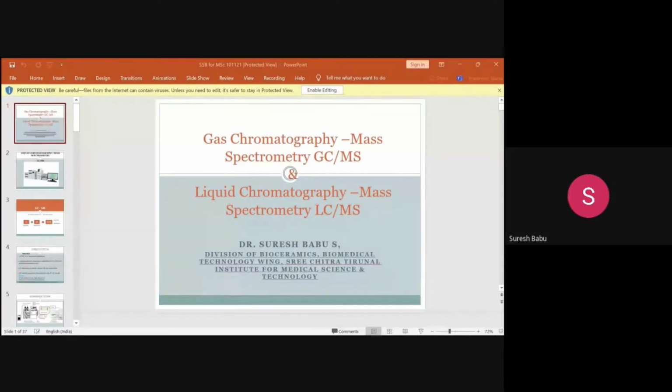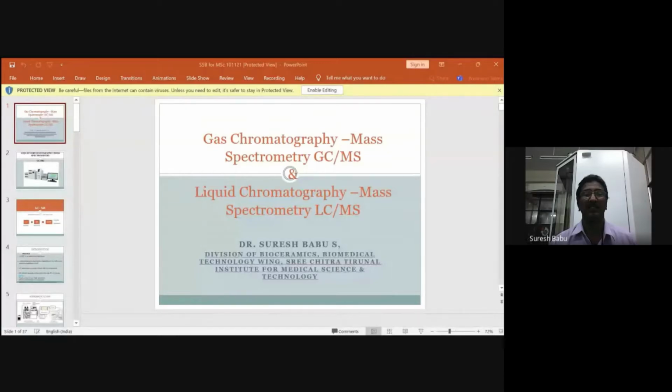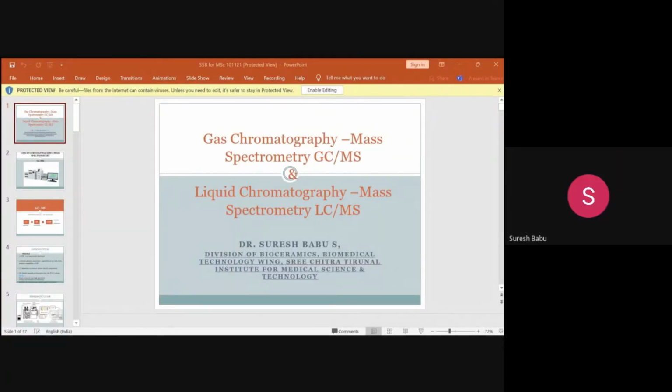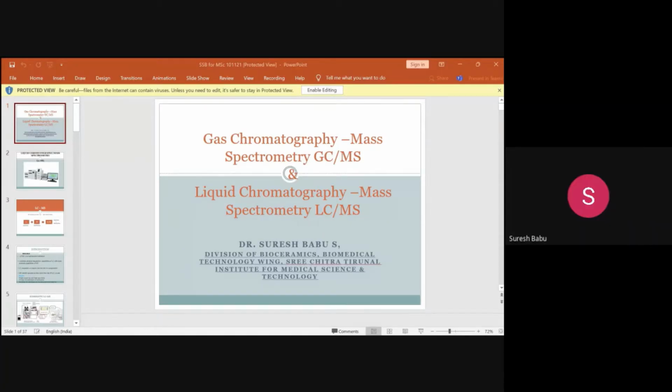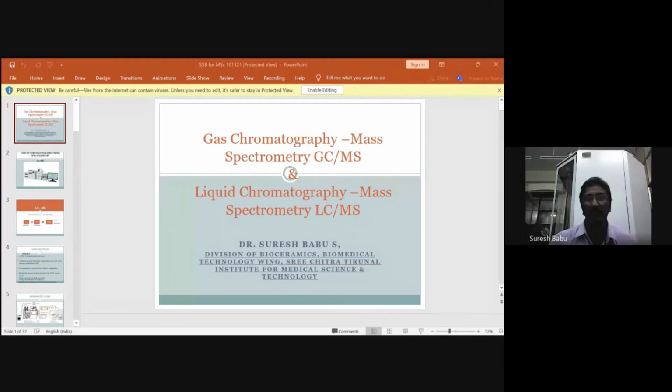Good evening everybody. Welcome to my presentation. So today I am discussing two important analytic techniques. One is gas chromatography mass spectrometry, that is GCMS, and second one is liquid chromatography mass spectrometry, LCMS. This is the picture of the equipment, LCMS. So firstly I am presenting LCMS.